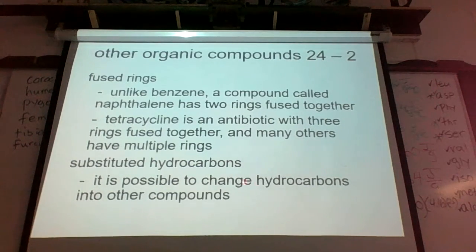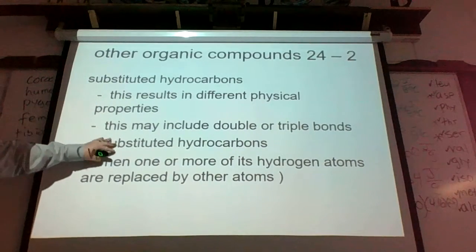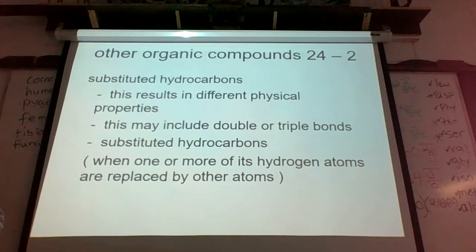So it is possible to change hydrocarbons into other compounds. So the substitution here is replacing a hydrogen with, what did we use as an example yesterday? It could be chlorine, but we used fluorine. Is that what you said? Okay. So when you take that hydrogen off and put a fluorine, a chlorine, or halogen on there, that is a substitution. That's correct. This results in different physical properties. This could also include double or triple bonds.